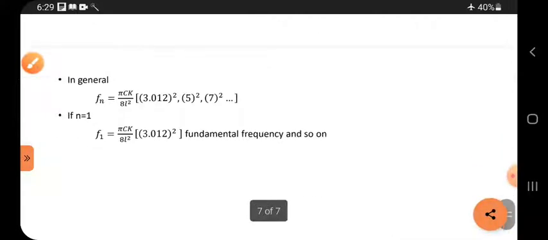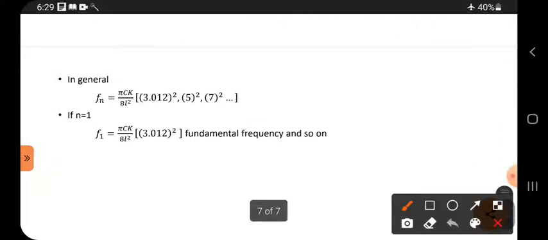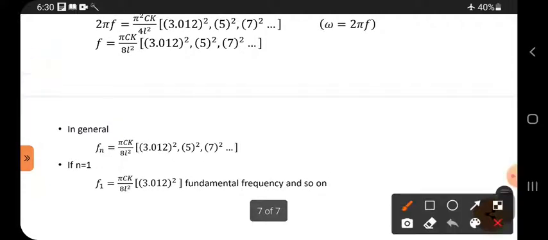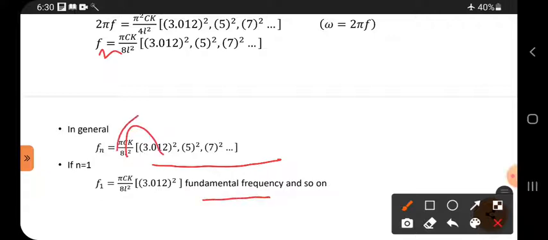So in general it can be written as fn is equal to, the above formula only, with n attached to the above formula. So fn is equal to pi ck by 8 L square into these values. If you write fn is equal to this into this, it is called the fundamental frequency. This into this, it is called the first overtone. This into this, it is called the second overtone. So then you have to change the n value continuously.